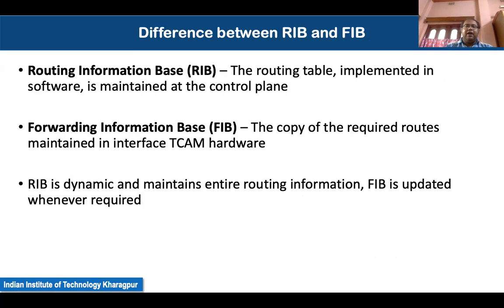TCAM hardware. Now, this routing information base is dynamic and it maintains the entire routing information. FIB is updated whenever it is required. So, the routing protocol which is running there will actually build up the routing information base. And then the FIB will take a copy of it, put it in the hardware, and then do the processing.